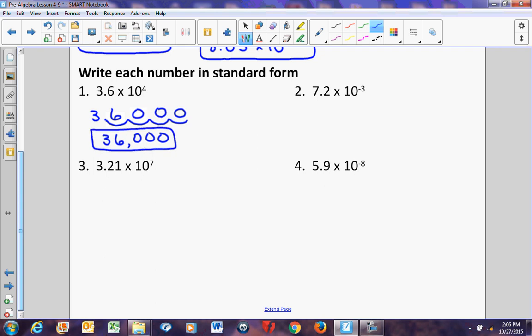Number 2, 7.2 times 10 to the negative 3rd. Here, the exponent is negative, so we're going to the left, because going to the left is negative on the horizontal number line. So I'm going to move the decimal point 3 places to the left. 1, 2, 3. Put my decimal point, and then the little dips will be the zeros. So 0.0072 is our final answer for this. 72 thousandths.